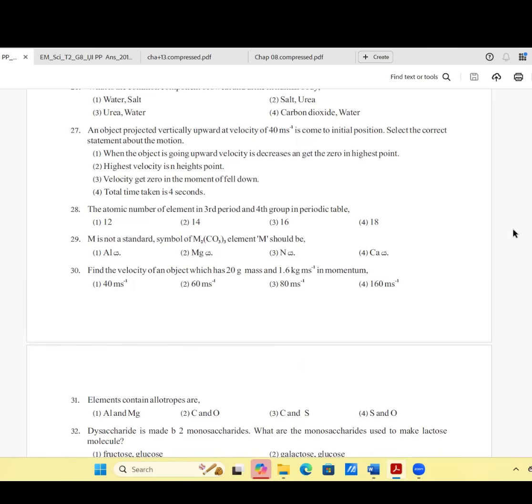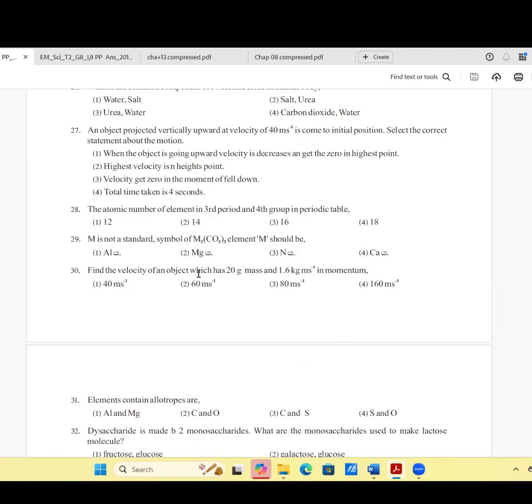M2CO3 thrice. Element M should be answer 1, aluminium. The reason is that carbonate CO3 has a valency of 2. That goes to the M, and M's valency should go to the carbonate. It is 3. Then the valency 3 belongs to aluminium.